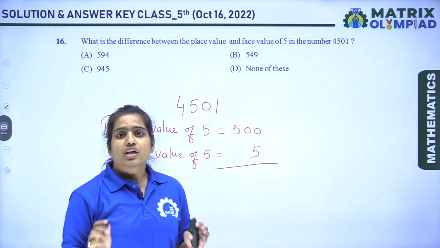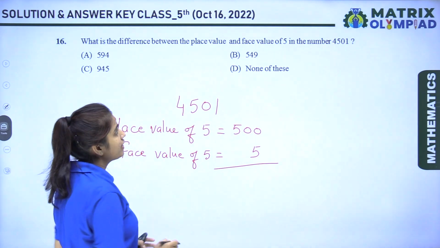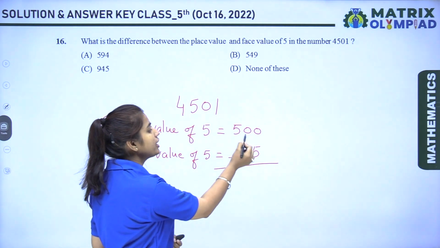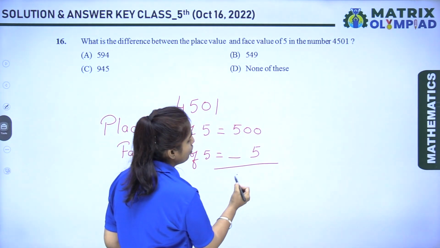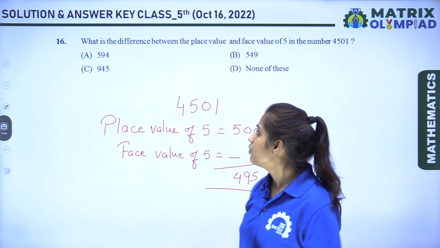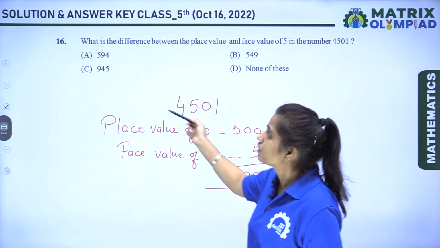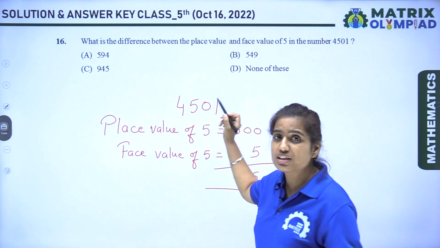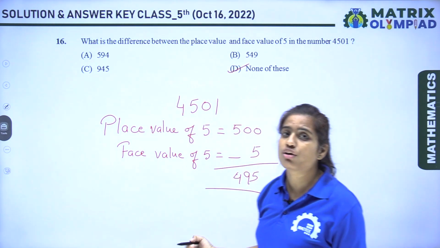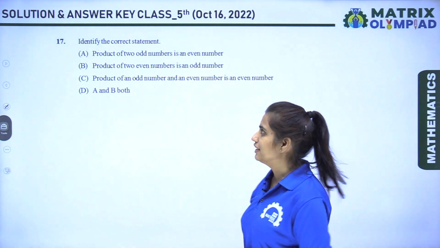Now we have to find out the difference. The question says that you have to find the difference between the place value and the face value. Now after subtracting 5 from 500, we get 495. This is the answer. Now let's check the options. 495 is not visible in these 3 options. So finally our answer will be option number D, that is none of these. Now let's have the next question, that is the 17th.